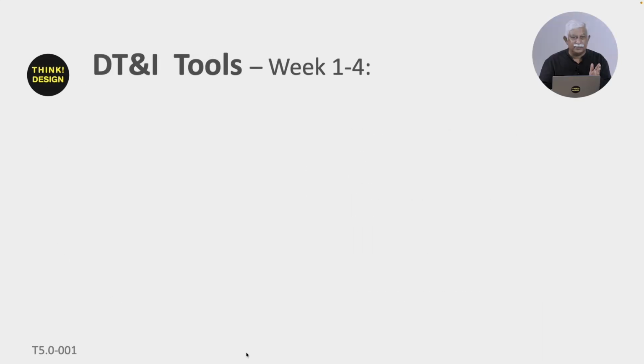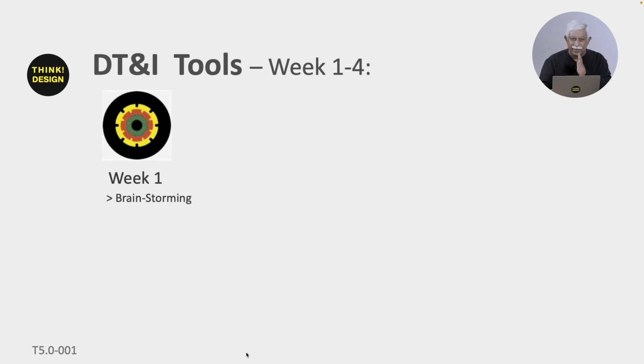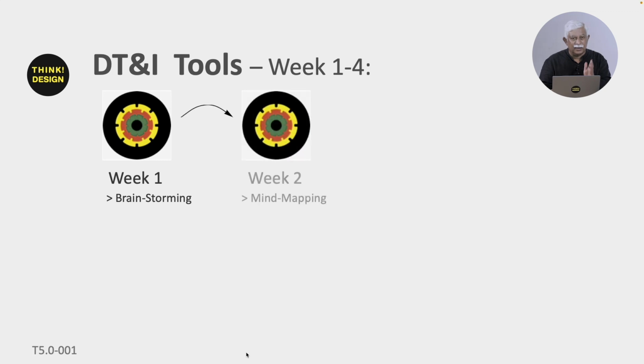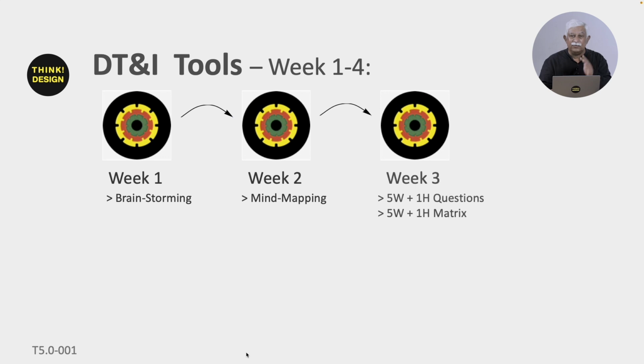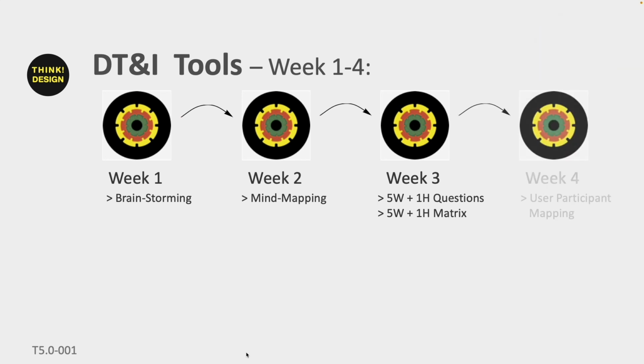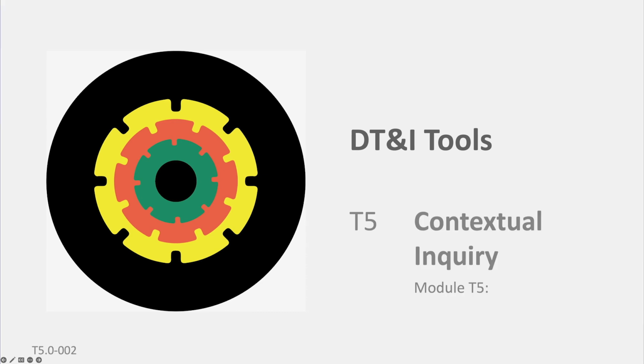Let's have a look at the Design Thinking and Innovation tools summary from week 1 to week 4. In week 1 we had brainstorming, and in week 2 we did mind mapping, and in week 3 we asked a lot of questions. If you remember, these were 5 W's and 1 H questions, which we followed with making a table out of it. And in week 4 we did a mapping of the user participants. The tool is Contextual Inquiry.